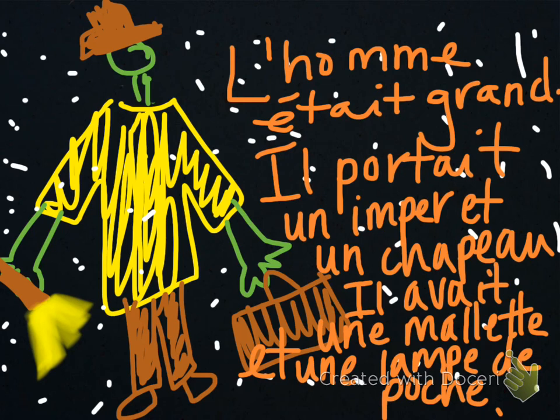So we have l'homme était grand. The man was tall or big. Il portait un imper et un chapeau. So he was wearing a raincoat and a hat. And il avait une mallette et une lampe de poche. He had a briefcase and a flashlight. So these are all outward physical appearances. So the reason why these are imparfait is that it describes what the person looked like. So it's a description.